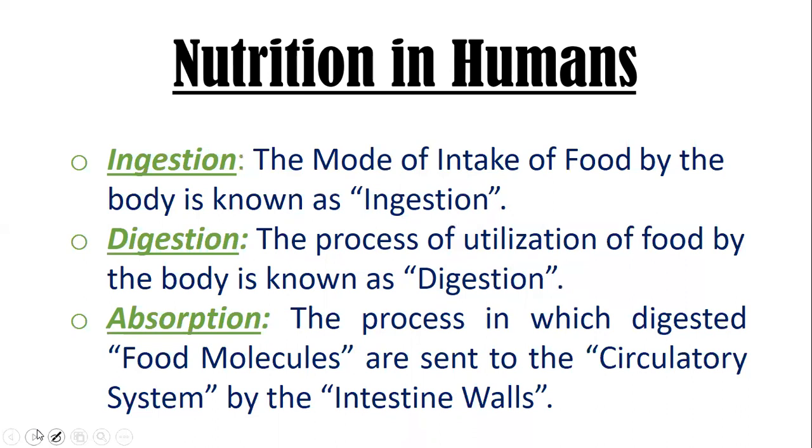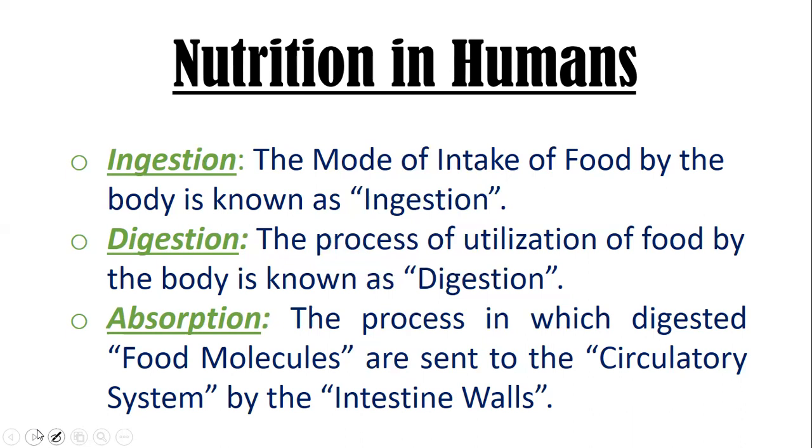Then digestion. The process of utilization of the food by the body is known as digestion. I will tell you for your information that the small intestine has small finger-like structures which are known as villi, which help in absorption, which is the next topic. But digestion of carbohydrates starts in the mouth and forms sugars. And digestion of proteins starts in the small intestine and ends in the small intestine.